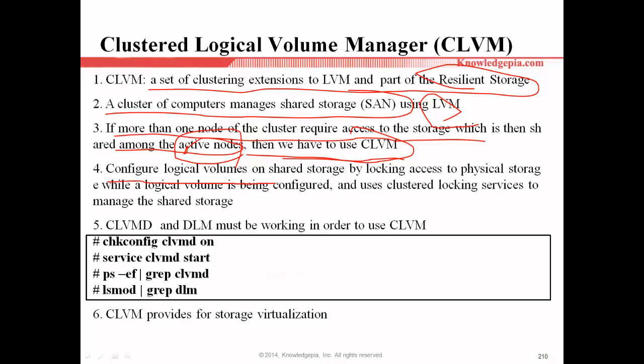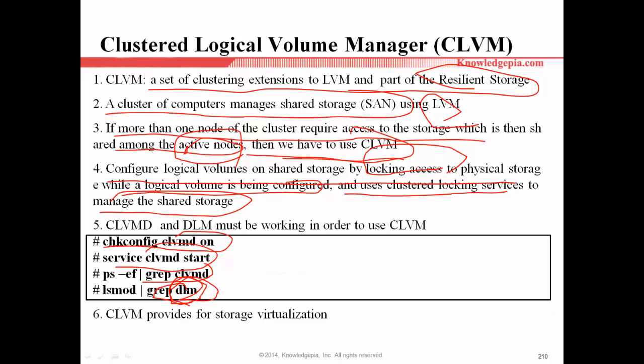CLVM configures logical volumes on shared storage by locking access to physical storage while a logical volume is being configured. So when we use the logical volume, the locking access will be working and running. The cluster uses a locking service to manage the shared storage. When we use CLVM, the CLVM daemon must be started, and we check this. Also, the Linux kernel must support the distributed lock manager. If this is working and running well in the Linux kernel, then we can use CLVM. And CLVM also provides storage virtualization as well.